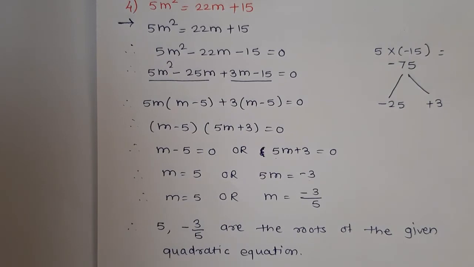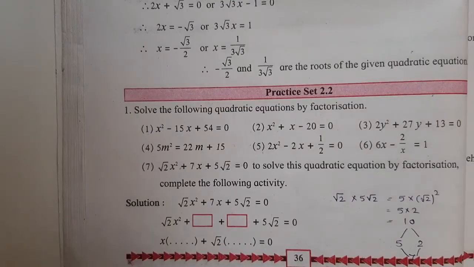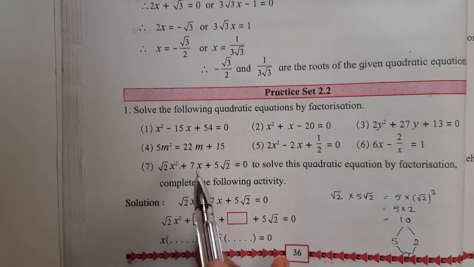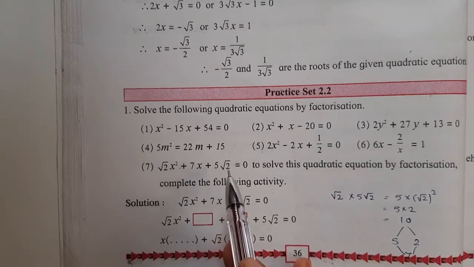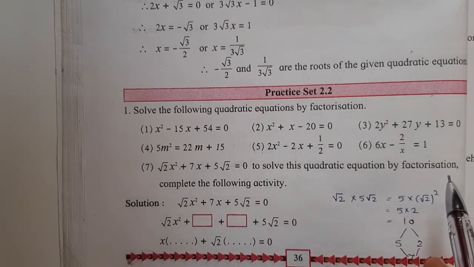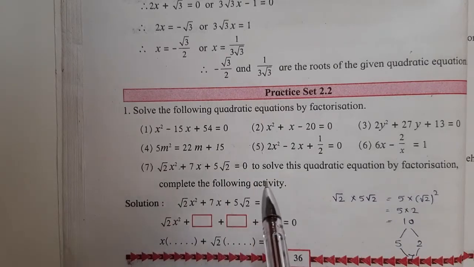Okay, got it everyone? Now one more activity I will take. See here, the activity is given in the textbook: root 2 x square plus 7x plus 5 root 2 equals 0. To solve this quadratic equation by factorization, complete the following activity.